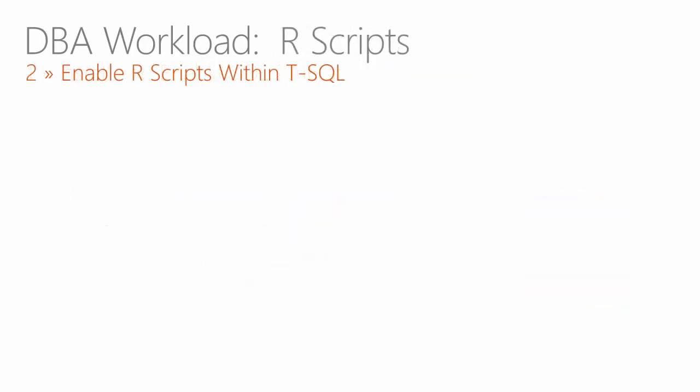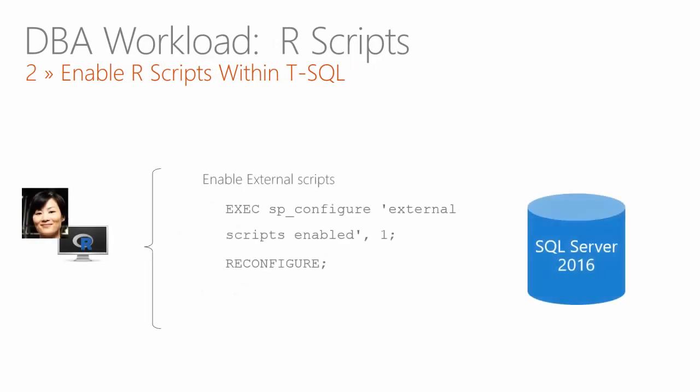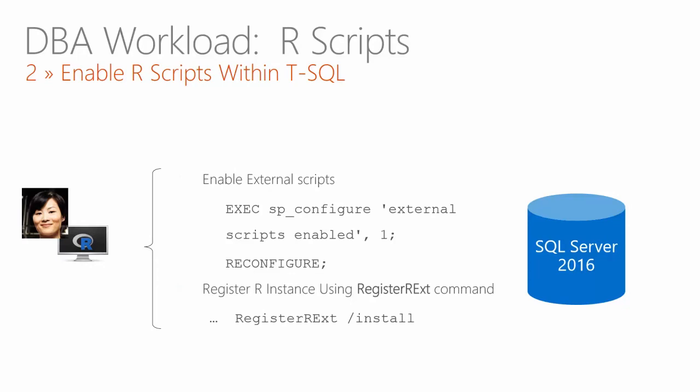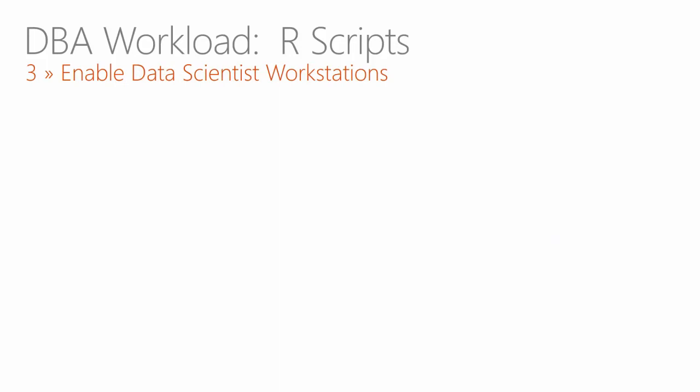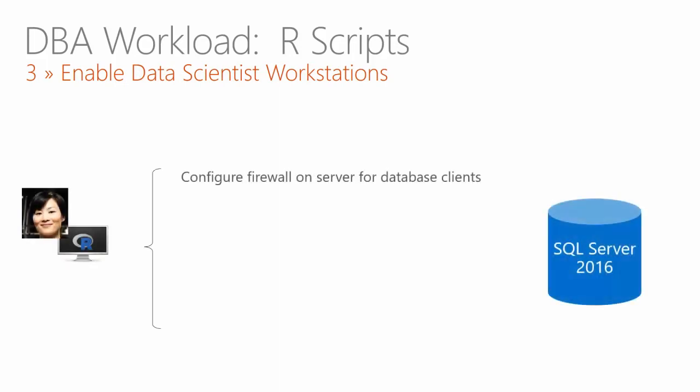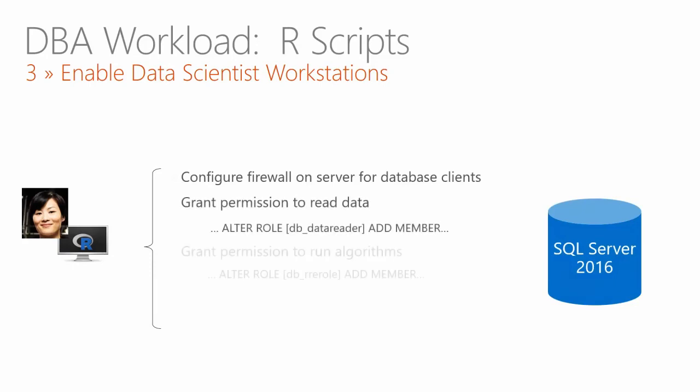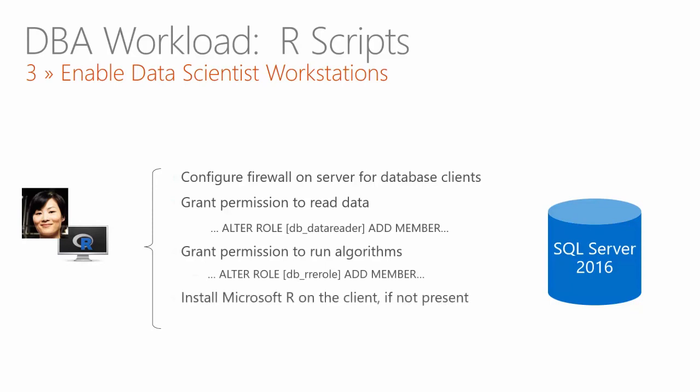At step 2, to enable R scripts within T-SQL, this can be achieved first of all by configuring the SQL Server instance to enable external scripts, and then registering the R instance using the register rxt command. At step 3, enabling data scientist workloads is achieved by configuring the firewall on the server for database clients, granting permission to read data, granting permission to run algorithms, installing Microsoft R on a client if not present, and optionally installing samples.